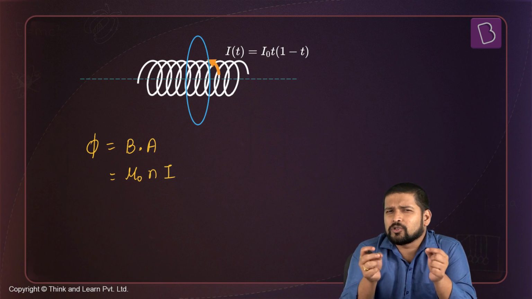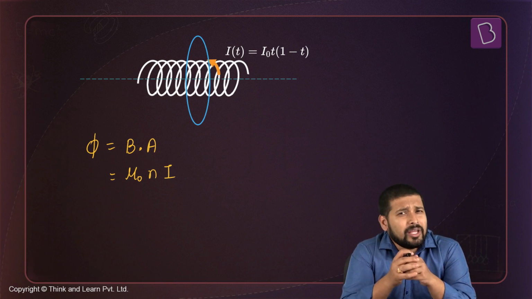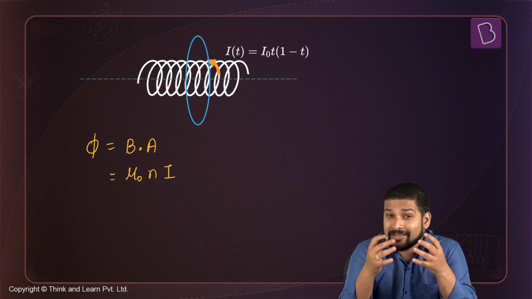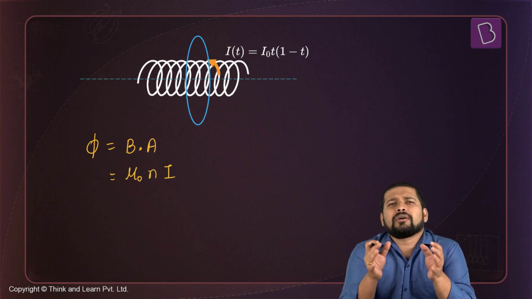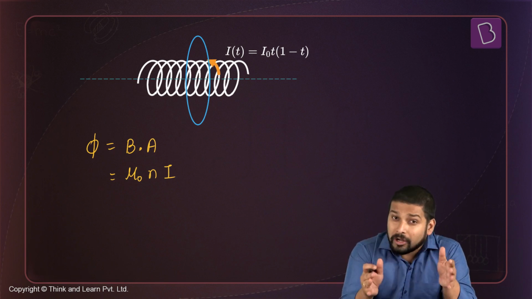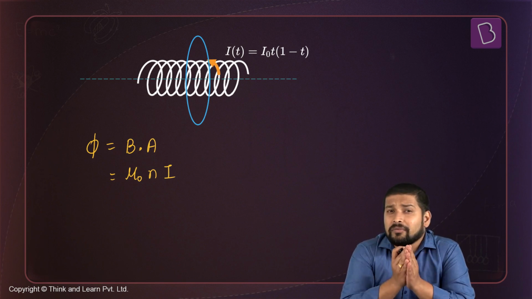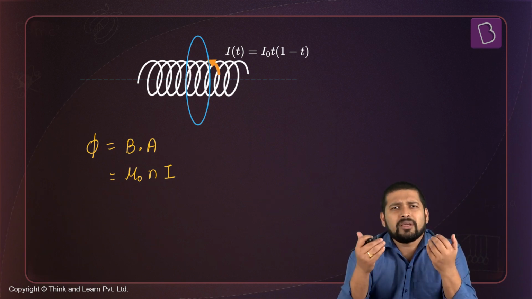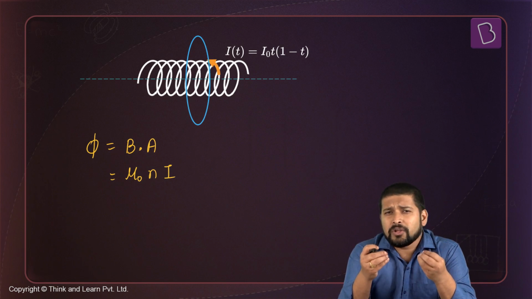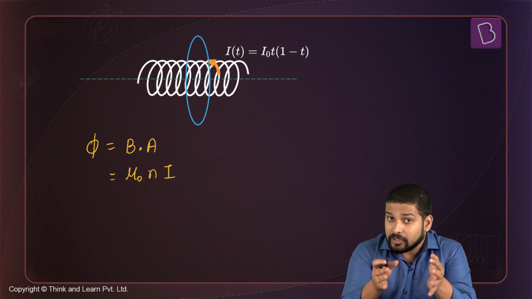Should I take the area of the solenoid or the area of the ring? Here is where the confusion arises, right? You need to take the area of the solenoid only, not the ring. Why is that so? Because outside the solenoid the magnetic field will be 0.